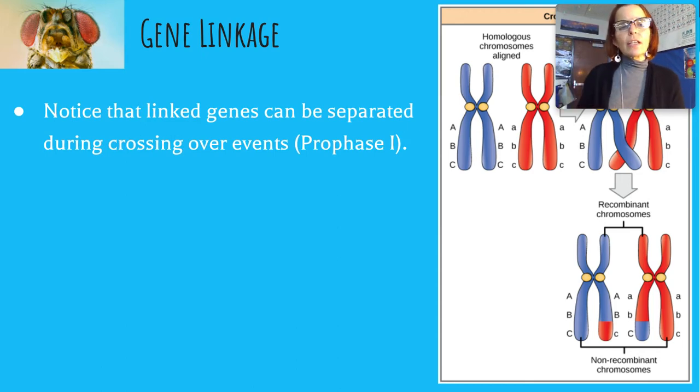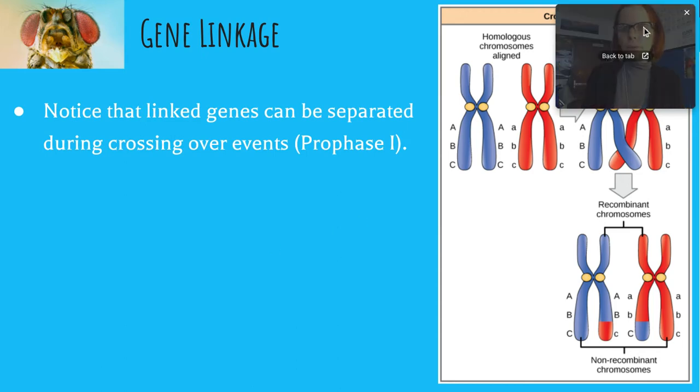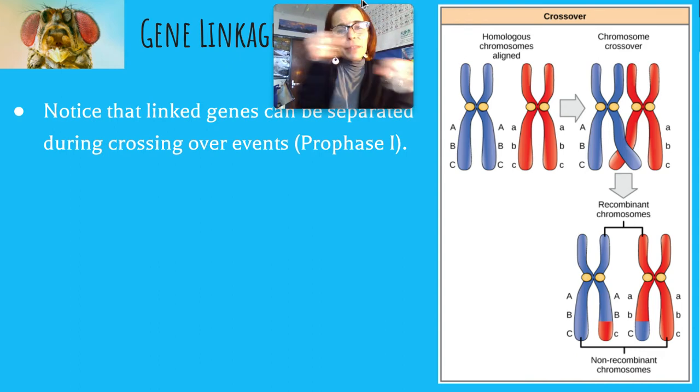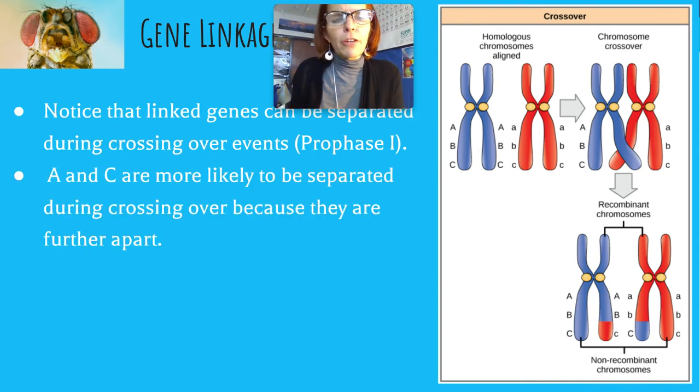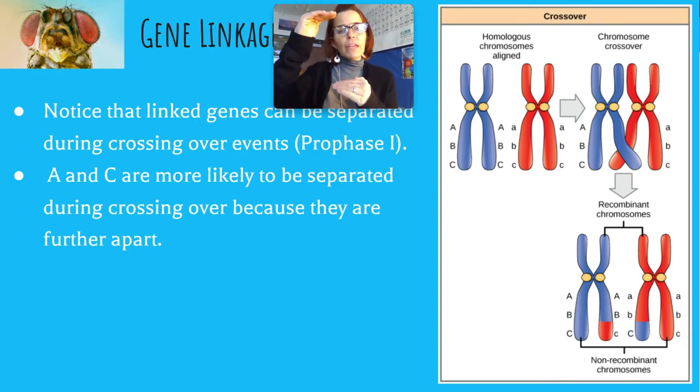So gene linkage. Notice that linked genes can be separated. They're normally together, but they can be separated during crossing over events in prophase 1 of meiosis. Look at the chromosomes. A and C are farther apart. Where crossing over occurs is completely random.